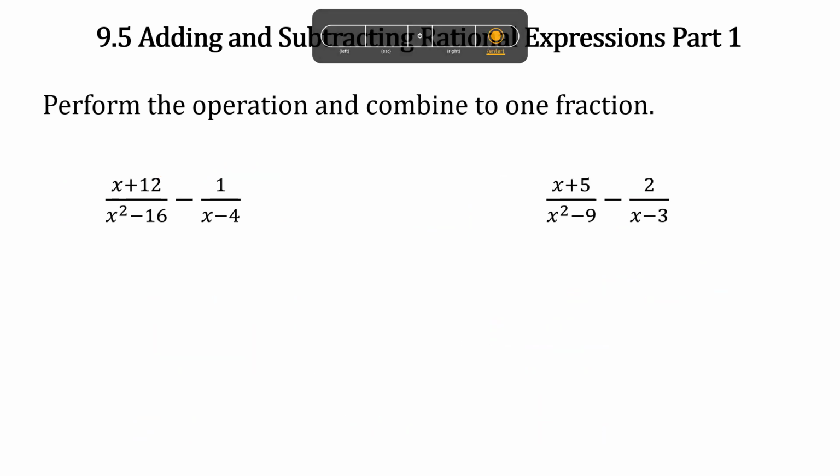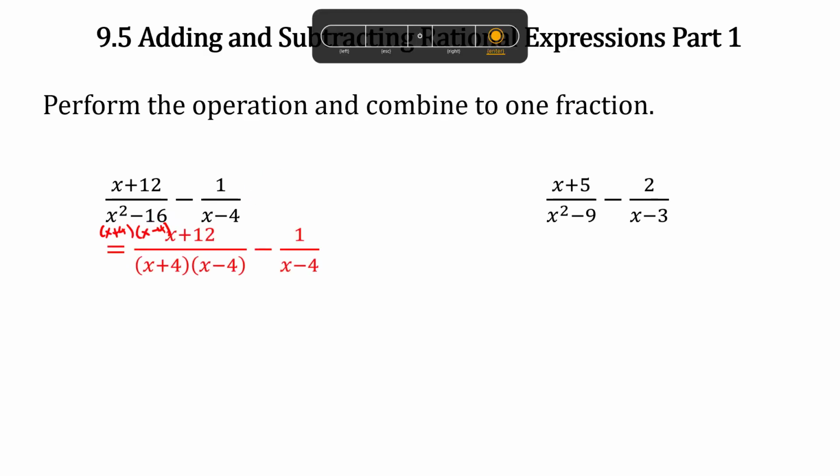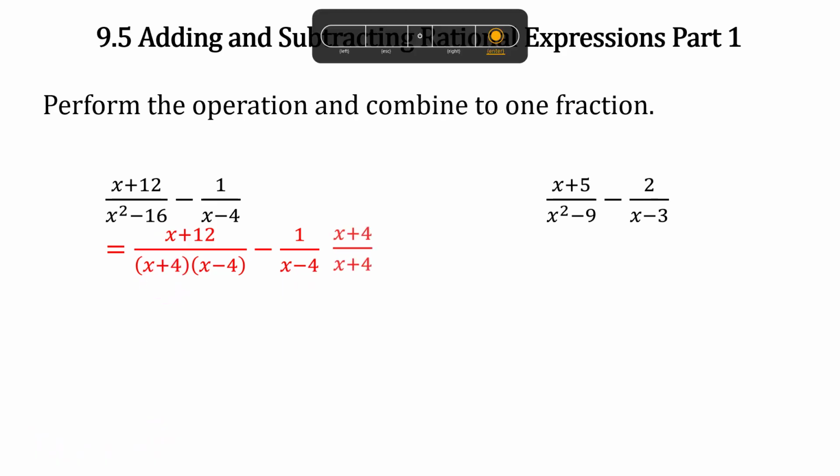Okay, so left and right here, this is x plus 4, x minus 4. So that's going to be my common denominator. So I need to multiply the right. Sorry, I forgot I actually did that as a step. So now I'm going to multiply the right by just the x plus 4.